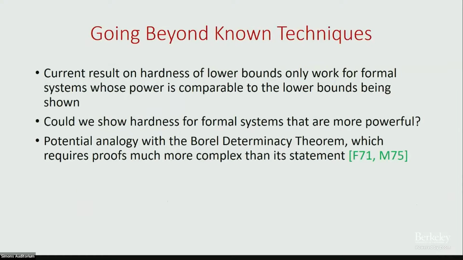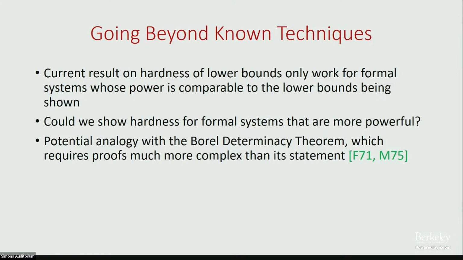And let me just speculate briefly on how to go beyond these techniques. The current results on hardness of lower bounds use diagonalization ideas. They only work for formal systems as far as comparable to the lower bounds being shown, right? If you're trying to prove lower bounds against polynomial circuits, we look at systems that formalize polynomial time reasoning, and we show that they can't show these lower bounds. What if you have systems that are much richer? Do you have any hope of showing hardness for such systems?